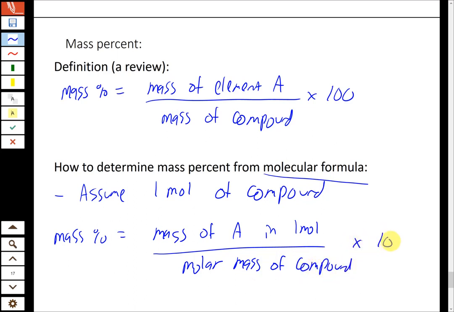then multiply by 100. Because again, the denominator here, the molar mass of the compound, is the mass of 1 mole of the compound. That's what it's defined as. And then the mass of the element in 1 mole is just the piece of that element that goes into that calculation of molar mass. So whatever part of the molar mass came from that specific element is the mass of the element in 1 mole. And then dividing the two and multiplying by 100 gives us a percent.